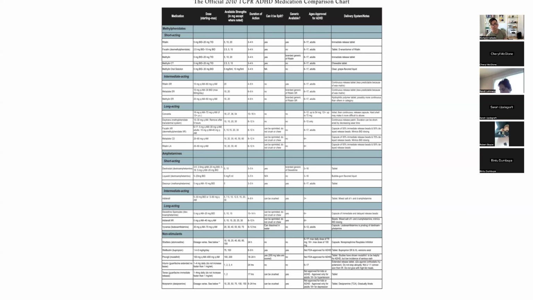Is modafinil only used for narcolepsy, or are there other applications? It's only approved for that. Yeah, it would be off label if you use it for ADHD. But just be aware, if the kid develops a rash, I would be careful and stop it.